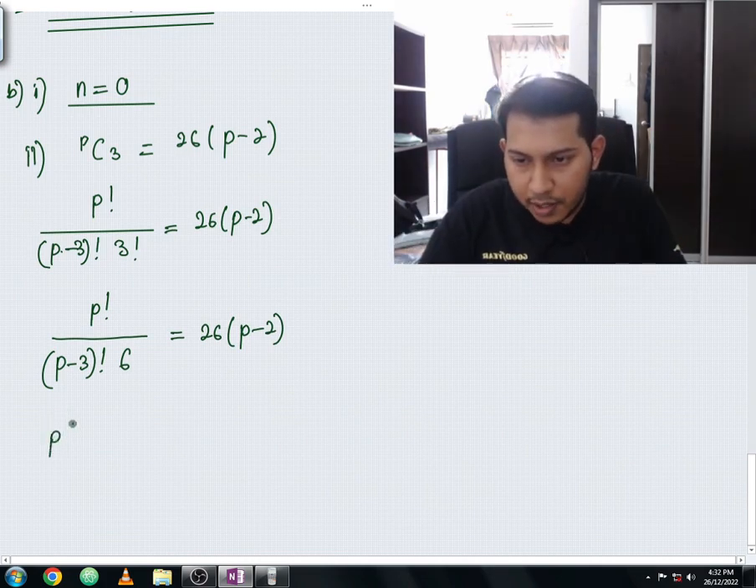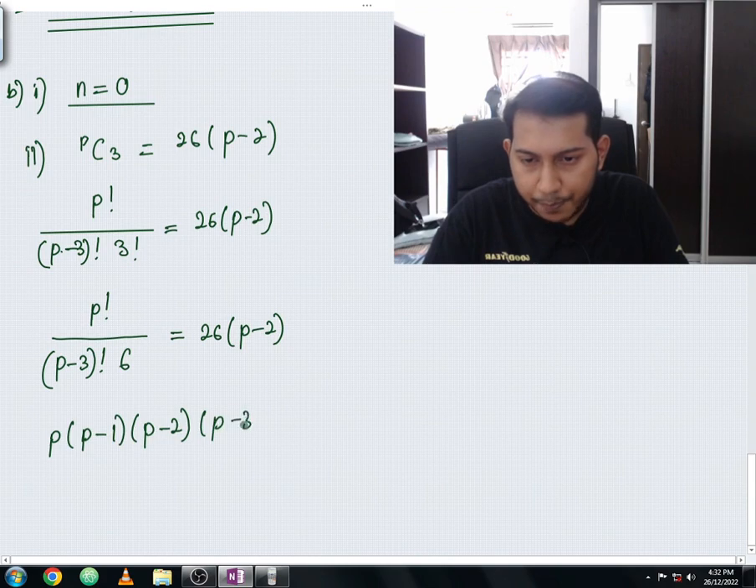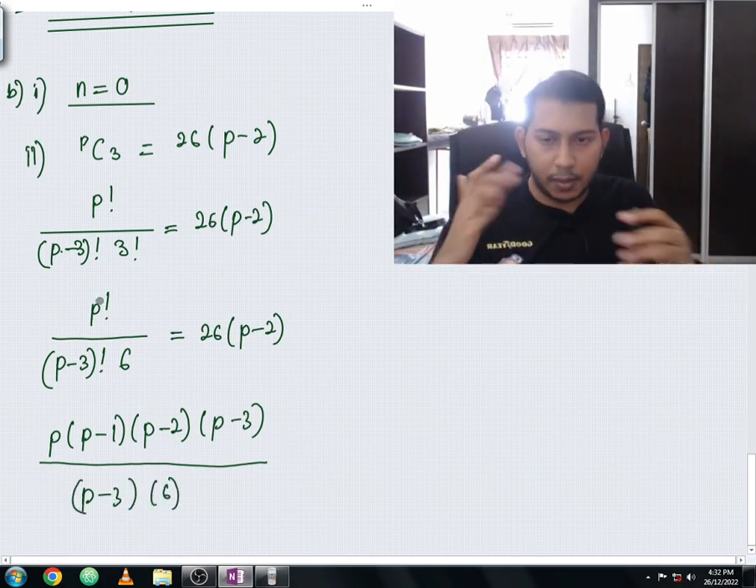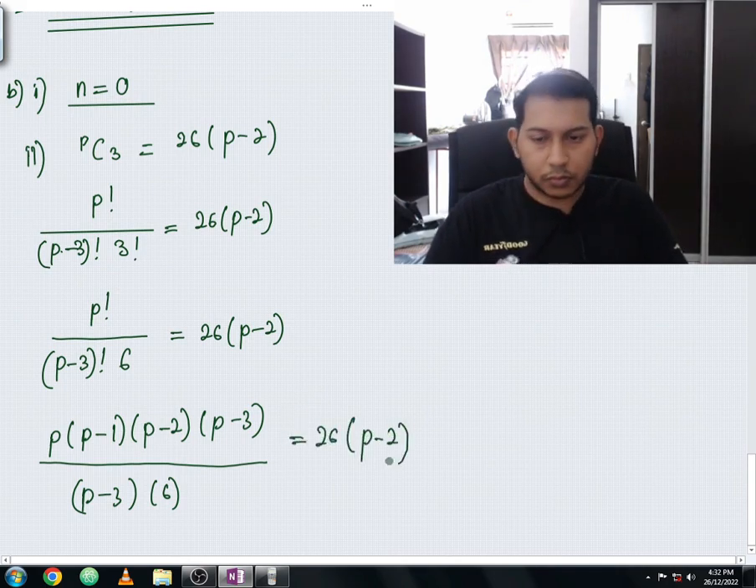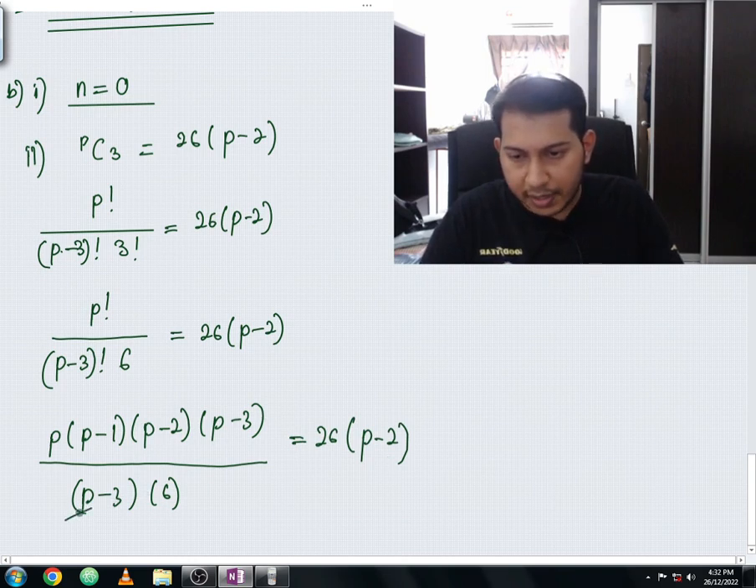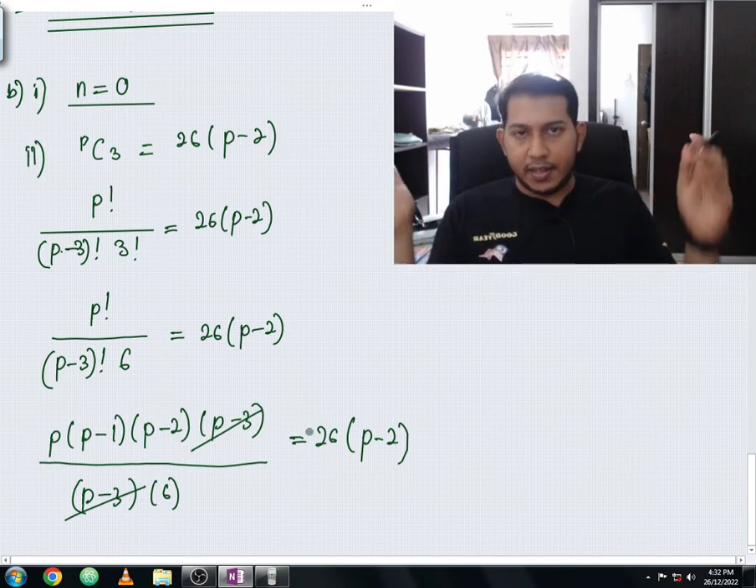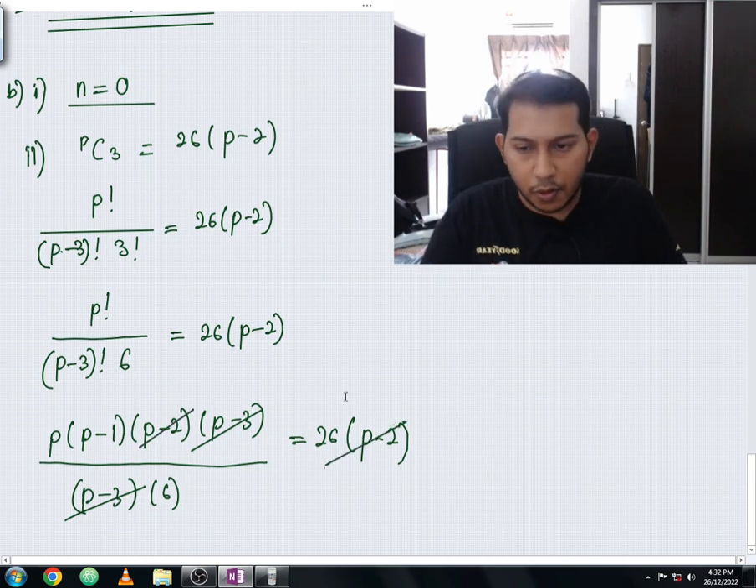So from here we break down into an equation. So p times (p - 1) times (p - 2), I mean in terms of equation guys, times (p - 3), divided by (p - 3) factorial times 6. This factorial symbol we can move away. Okay, 26 times (p - 2). So from here the (p - 3) and (p - 3) we can cancel them out. Since you have the (p - 2) in the left hand side and the right hand side, they can both be cancelled. Okay, so you are only left with p(p - 1) equals to 26.